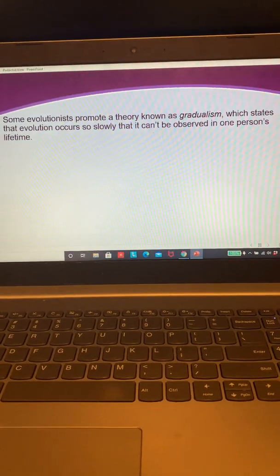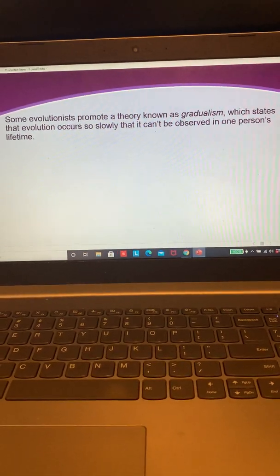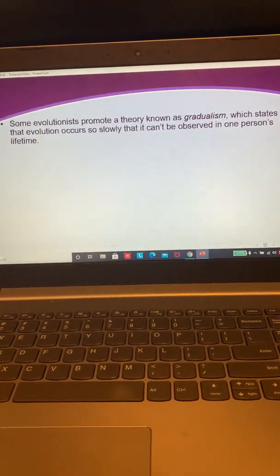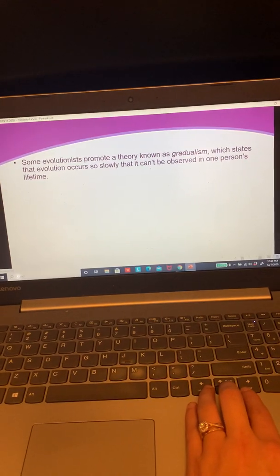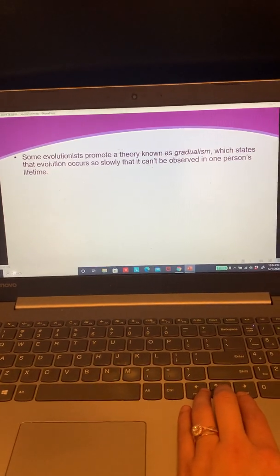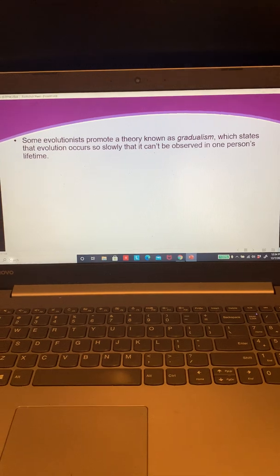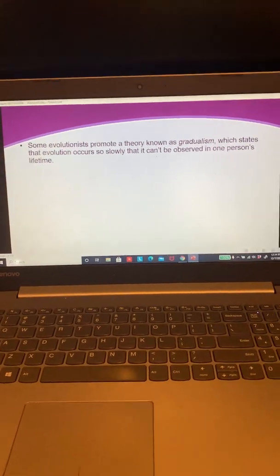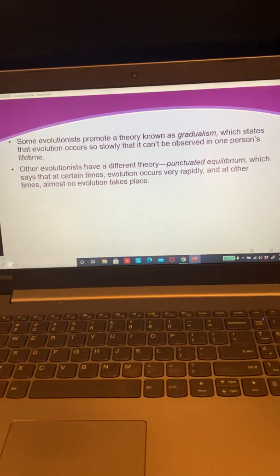So that's saying that this is happening so slow that none of us will ever see it. It will happen in the next lifetime because it's so slow. Which I think is funny because that's how they keep you believing it, because if you ever said, well, I've never seen anything evolve, well, they say, well, it happened so slowly that you could never observe it. It might be your great-great-grandchildren that will observe it, but you'll never see it in your lifetime.